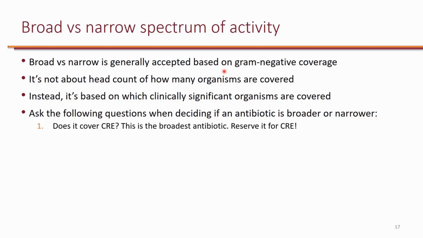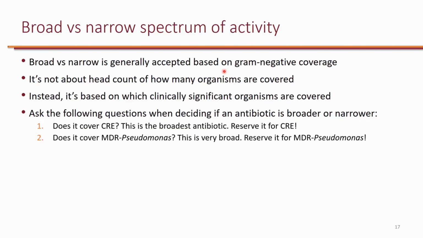Now, CRE, such as E. coli and Klebsiella that are resistant to carbapenems, we don't have a lot of antibiotic options for them. So this is one of the most resistant pathogens available. So if we have antibiotics that are active against CRE, we should reserve them for CRE. This is considered the broadest class of antibiotics. The next question you should ask yourself is, does the antibiotic cover multi-drug resistant Pseudomonas? If so, it is very broad and it should be reserved for multi-drug resistant Pseudomonas.